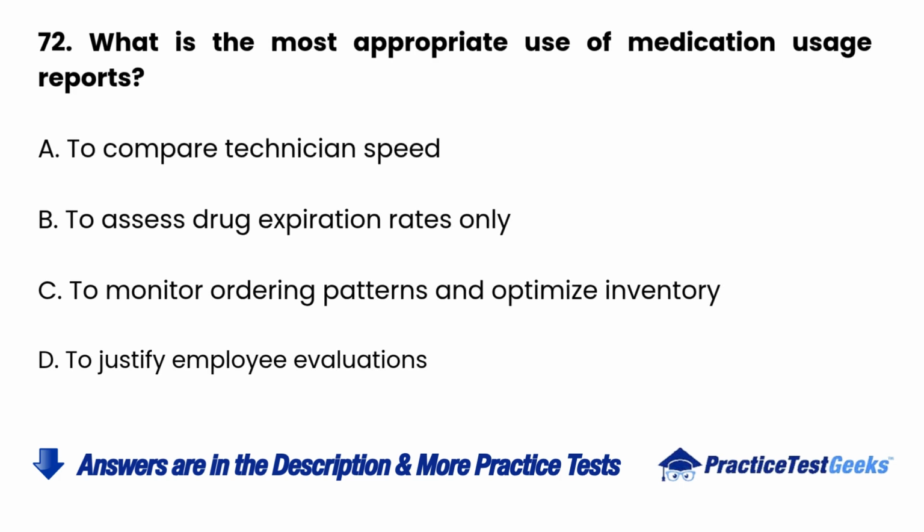72. What is the most appropriate use of medication usage reports? A. To compare technician speed. B. To assess drug expiration rates only. C. To monitor ordering patterns and optimize inventory. D. To justify employee evaluations.